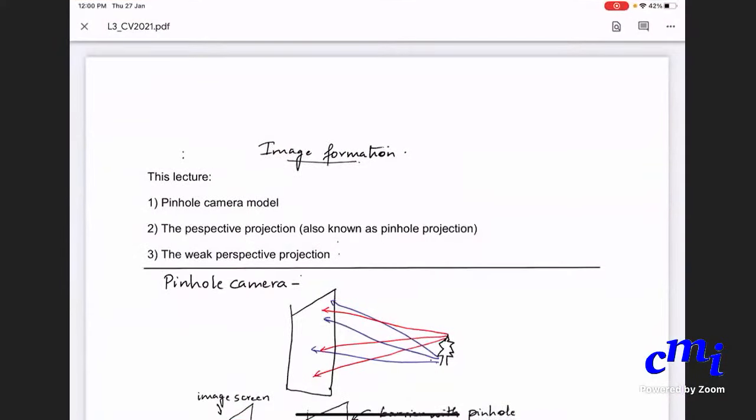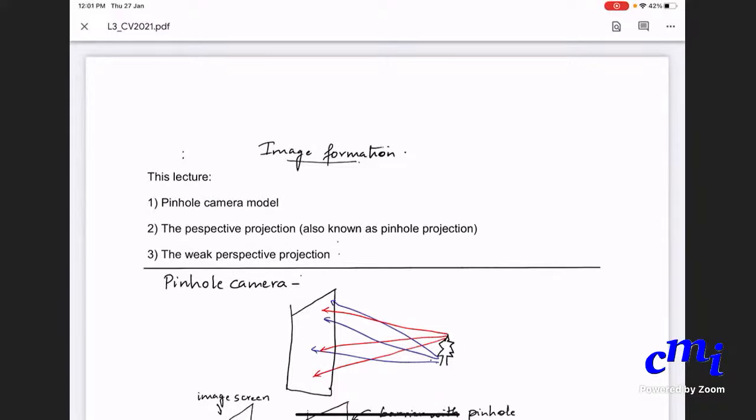And here you go. Okay, so what I want to do is talk about image formation. So we'll talk about the pinhole camera model. Then two kinds of projection, meaning projection through this pinhole camera model for us, and we will talk about two types: the strong perspective, or just perspective, and the weak perspective. So these two things, and then we will talk about some camera basics, depending on how much time we have remaining.